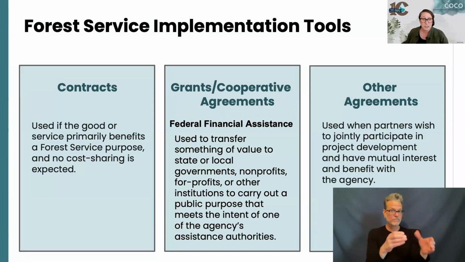For this presentation in particular, we're going to be focusing on the latter two categories as key tools the Forest Service uses to develop partnership and deliver funding to communities. This is also the arena where the Community Navigators Initiative is focusing our work to support specific Bipartisan Infrastructure Law and Inflation Reduction Act grants and agreements. Next slide, please.